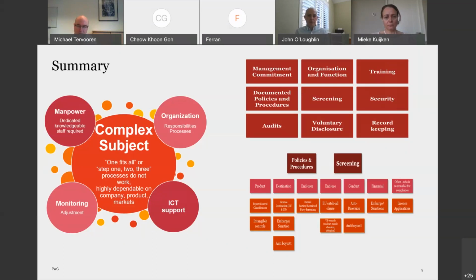And that's done around a system of product, destination, end use, conduct, financial screening, etc. So all those are fundamental elements of what good looks like in an export control environment. So hopefully that, Michael, has set the scene in terms of a high-level overview of export control and the importance for organizations. Yeah, thank you, John.